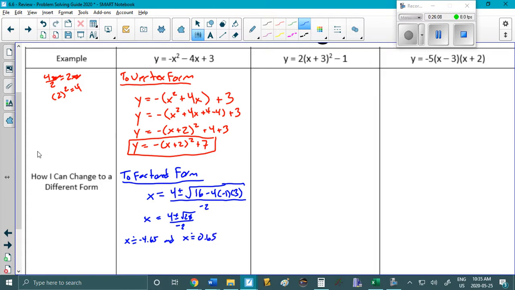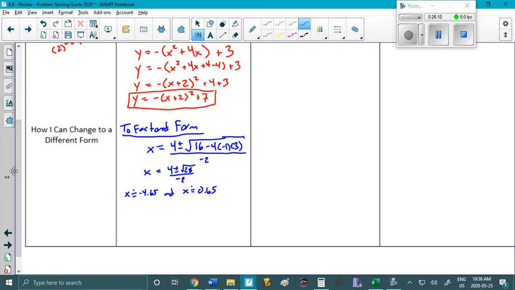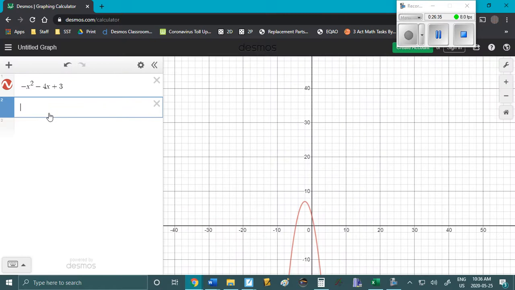So we can't really write this in factored form. I mean, we could, but it would be really ugly and it would have radical signs and stuff. So what I'm going to say here is we could say that y is approximately, and then we put the a value out front, and then it's going to be x plus 4.65 and x minus 0.65. And so if we go into Desmos, let's check this. So y equals negative 1, x plus 4.65, x minus 0.65.